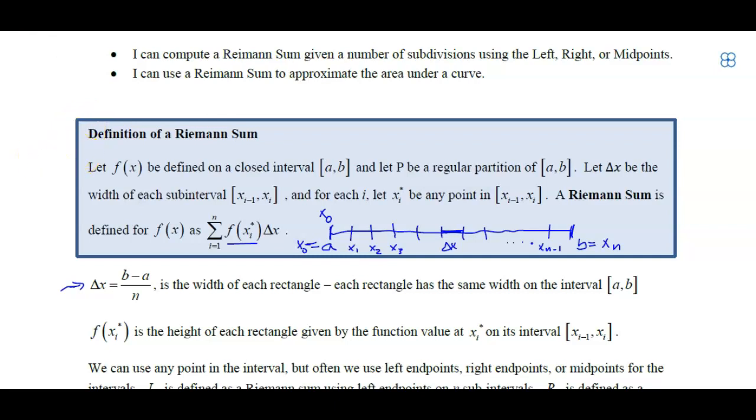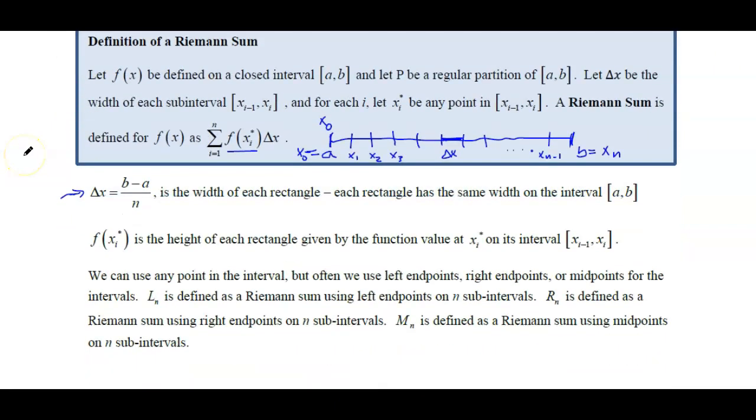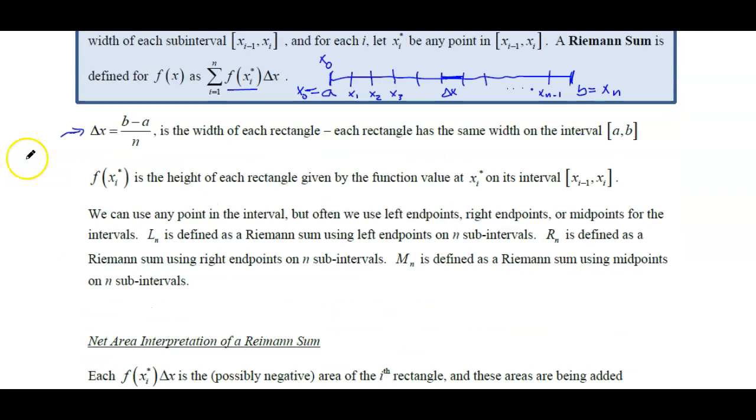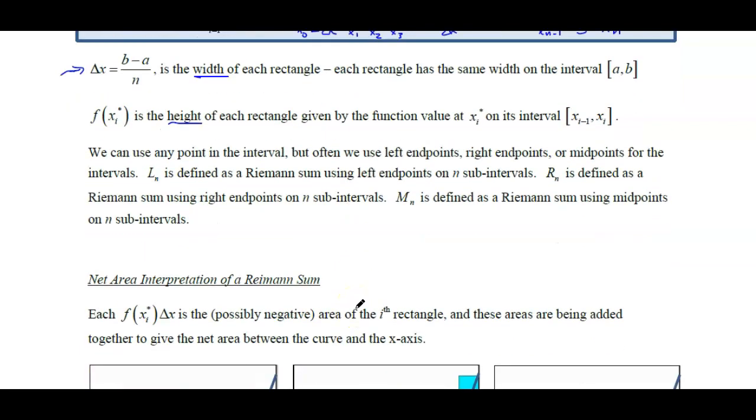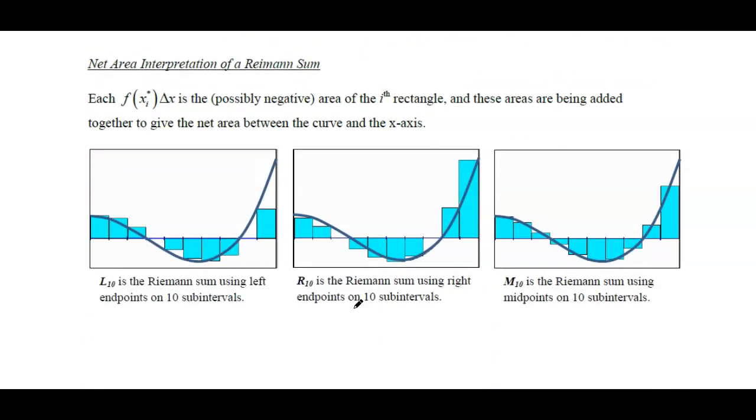So if you go ahead and read through the paragraph here, you'll get that idea that this function f of xi star is going to be the height of that rectangle. So the width is the delta x, and the height is this function value, and we're going to use that to define some areas. If I look at the bottom, I've got a few different areas here.